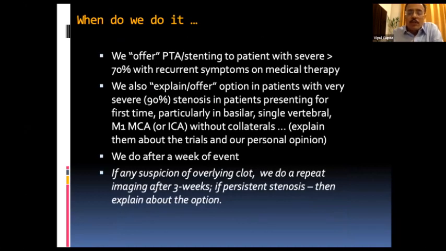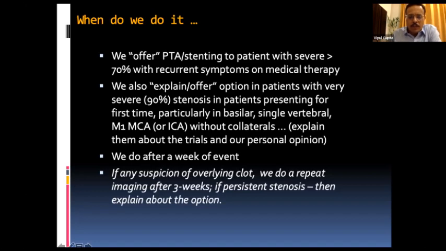But to be very truthful and honest, I sometimes do offer to patients with very severe stenosis, even the first time when it's a hemodynamic stroke, particularly in my experience, basilar stenosis, when there's a single vertebral that is severely stenosed intracranially, or sometimes M1 MCA, when there are no great collaterals and there's a lot of leptomeningeal flow happening. I have a feeling that these are the patients, and they're younger patients, not only 80 or 90, you are a 55 year old, 60 year old, then I sometimes do offer them the option while explaining to them about the trials and that we don't really know, and we can think about it.